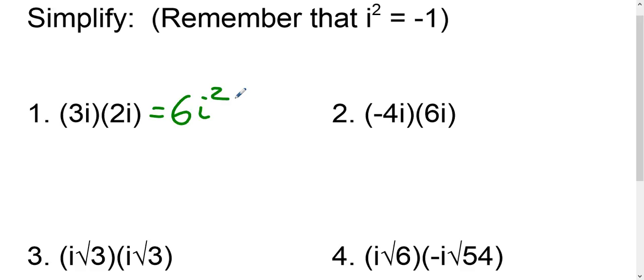You multiply your numbers, and then you multiply the i's. And then i squared is -1. So this i squared right here is -1. So that's really like 6 times -1. So it's -6.